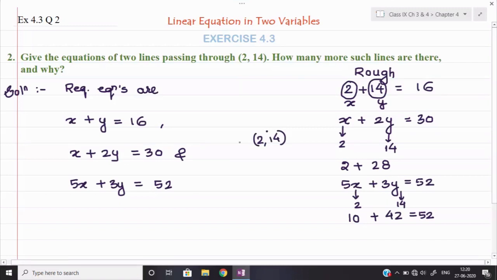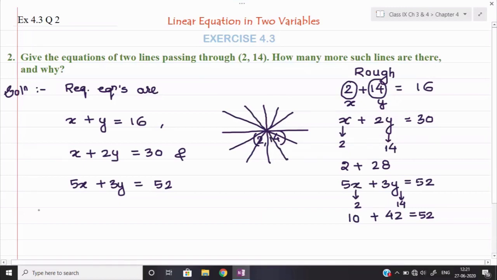Now you observe, from this particular point one line is passing like this, a second line is passing, a third line is passing, a fourth line is passing. So I can say that infinitely many lines would be possible from one single point. I have shown here 3 lines. You can show as many lines as possible over here. So what can we conclude from here? They are asking how many more lines are there.